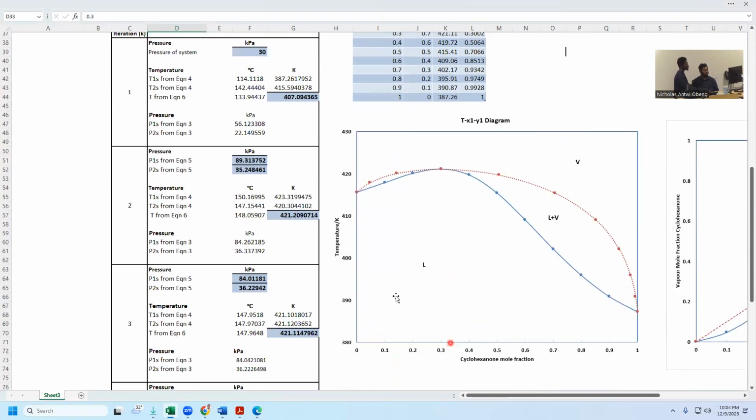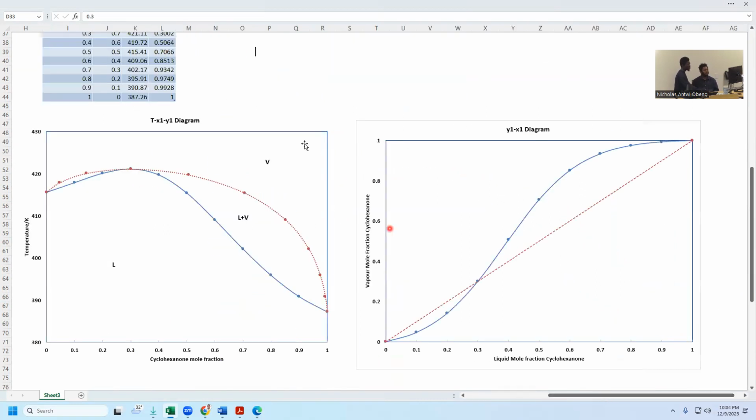Using that, you can plot your T-x1-y1 diagram. As you can see, this is our vapor phase, this is our liquid and vapor region, and this is our liquid phase. You can also plot your y1-x1 diagram for the vapor mole fraction of cyclohexanone against the liquid mole fraction of cyclohexanone.